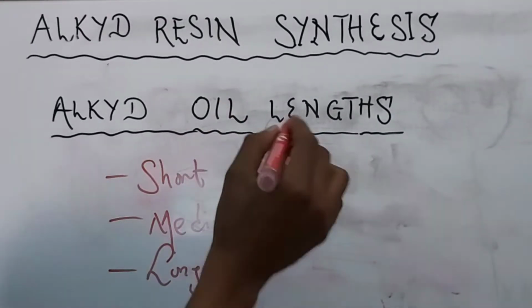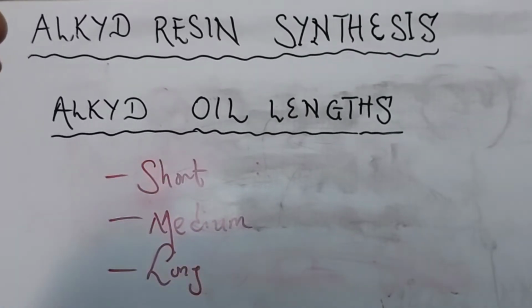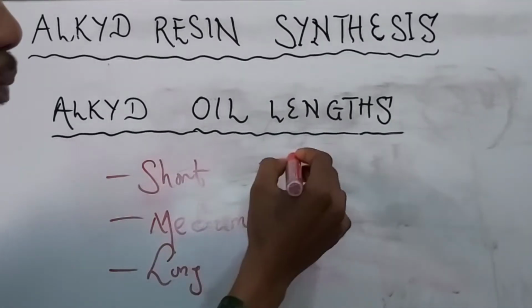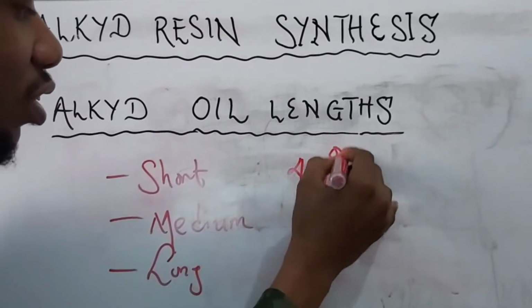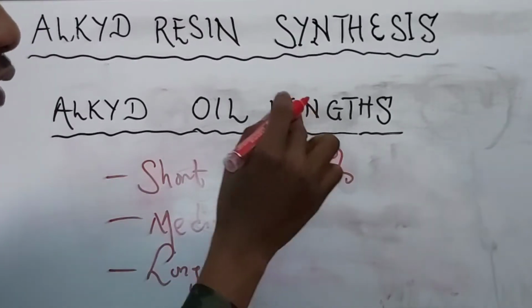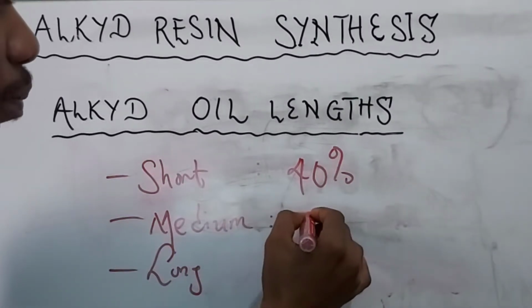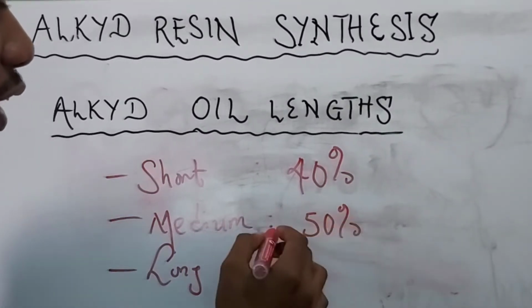The oil length is just the ratio of the oil that is present in the resin. So the ratio of oil, or the weight in grams of oil you are employing in carrying out the resin synthesis, is just the oil length. So 40% can be considered as short. We have oil length 40%, which is short. Oil length of 50% we can consider as medium.